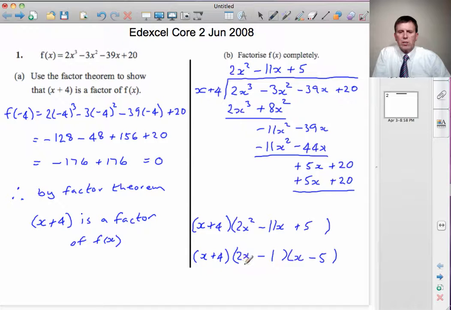Let's just check. 2x times minus 5 is minus 10x. Minus 1 times x is minus x. And that's where the minus 11x comes from. So that is the full factorization of f(x). And that concludes question 1.